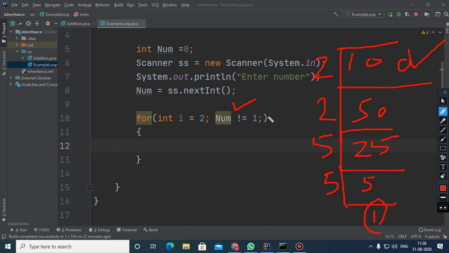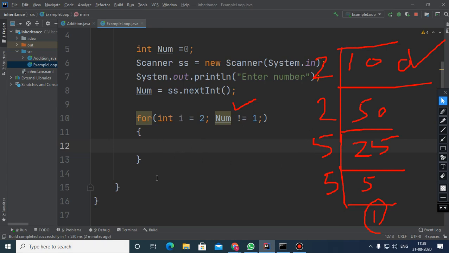And I cannot write i plus plus here because I want to see these values repeated. If I write i plus plus, then after every step the value of i will get incremented. That's why I am not writing anything here. This syntax is also okay. But I need to increment the value of i, otherwise I will not get 5.